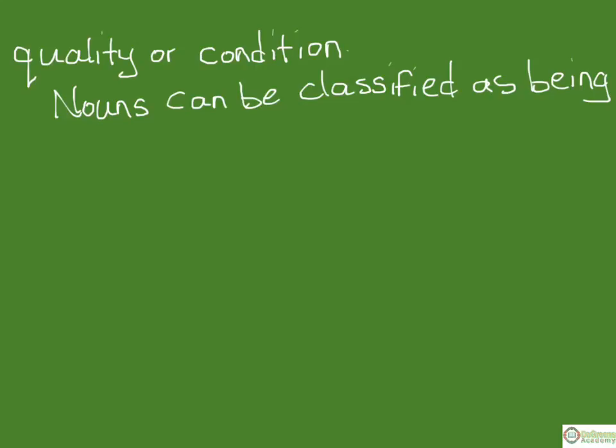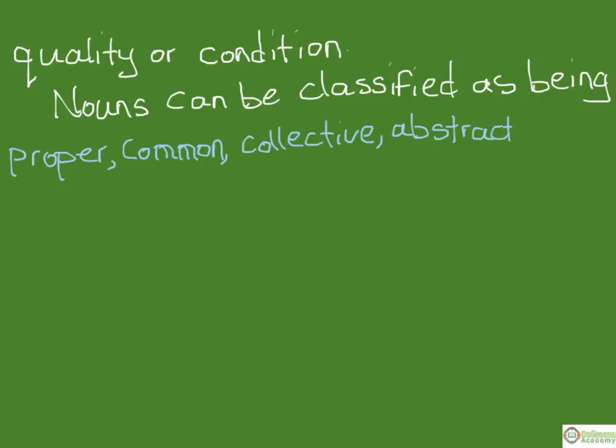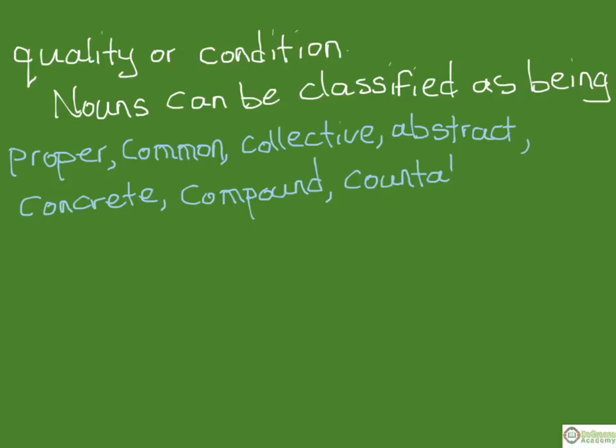And so let's try to refresh our minds on the classifications of nouns. Nouns are classified as proper, common, collective, abstract, concrete, compound, countable, or uncountable. So, nouns can be classified as being proper, common, collective, abstract, concrete, compound, countable, or uncountable.